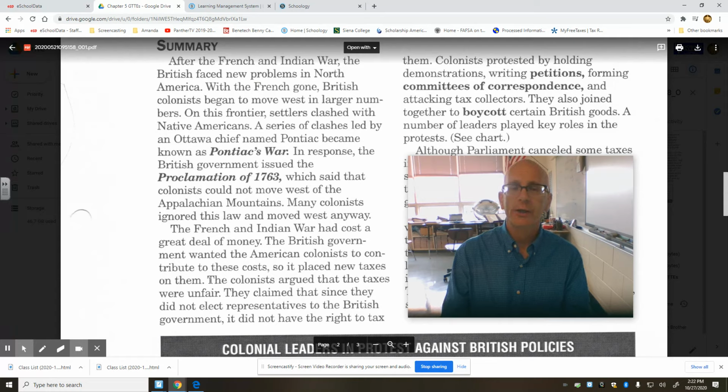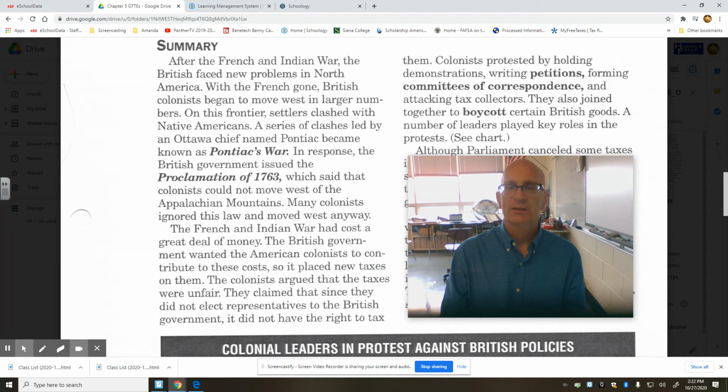The colonists argue that the taxes are unfair. They claim that since they did not elect representatives to the British government, to the Parliament, because they weren't able to choose their leaders living in North America, even though they were still considered subjects and citizens of England, they did not have the right to elect leaders in Parliament who were making laws. And therefore, if they did not have the right to vote for their leaders, they felt England did not have the right to tax them.